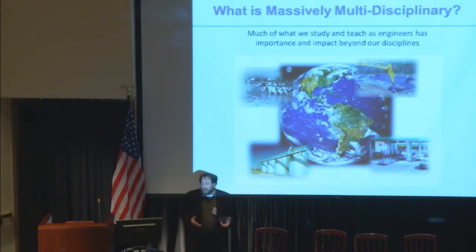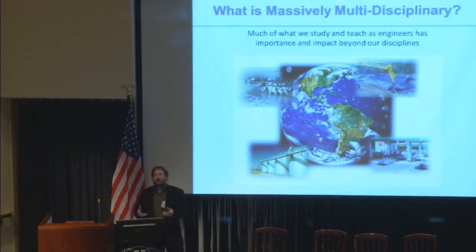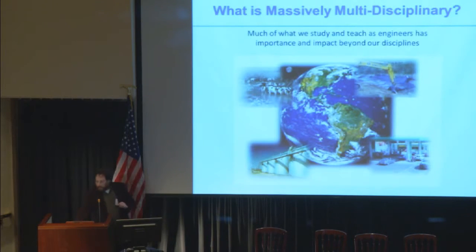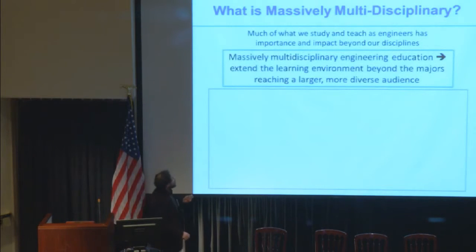But in reality, what we're really talking about is the fact that much of what we study and much of what we teach as engineers has importance and impact beyond our disciplines. It affects not only our students, but also the people in the greater world. So massively multidisciplinary engineering education, we just coined that term, by the way, I don't know if it's a real term or not, but we'll act like it is, is really all about how one can extend the learning environment: move beyond just our majors, but reach a larger and more diverse audience in the process.